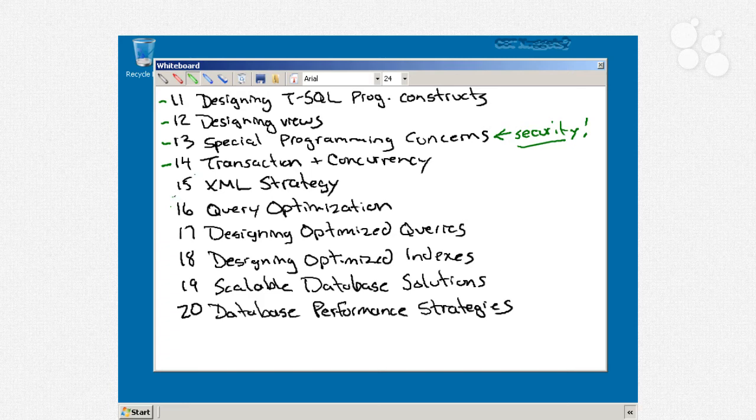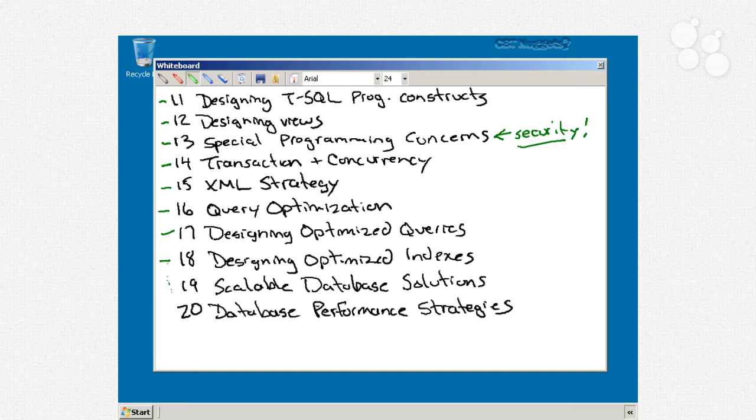Now SQL Server 2008 has got a ton of new features for XML, so Nugget 15 will be a good place to talk about designing an XML strategy and how to make best use of those features. Optimization starts in Nugget 16, and that's where we're going to talk about understanding query optimization. And once we've gotten the basics and the under-the-hood information out of the way, in Nugget 17 we'll move on to designing optimized queries, and then in 18 designing optimized indexes.